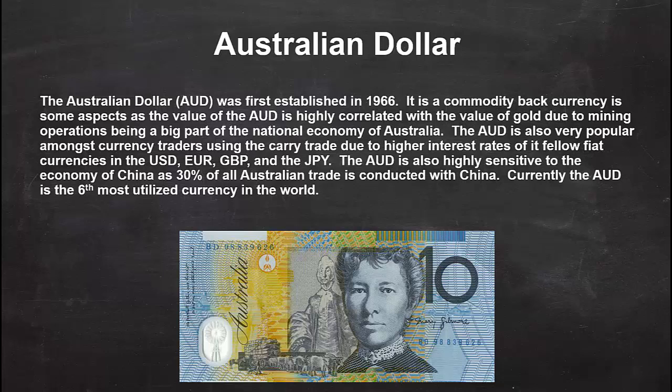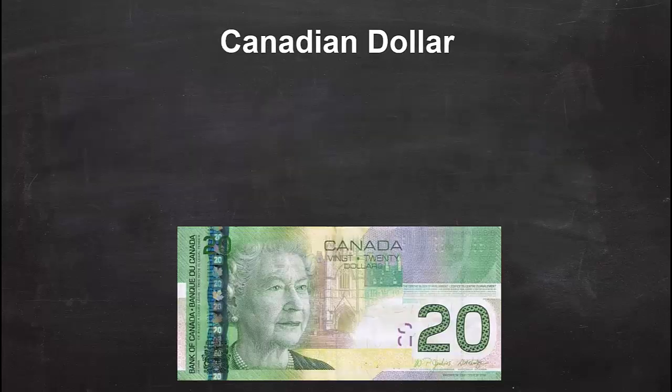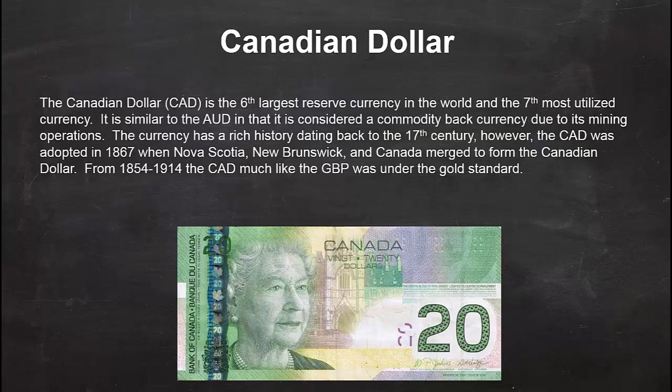The Australian dollar is also highly sensitive to the Chinese economy because 30% of all Australian trade is conducted with the Chinese themselves. The last major currency is the Canadian dollar. It's the seventh largest, most utilized currency in the world, the sixth largest reserve currency in the world, and it's very, very similar to the Australian dollar in the fact that it's a commodity-backed currency.